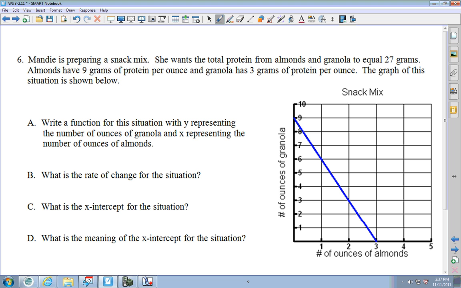Here's the next one. Take a minute and see if you can figure out what this answer is. Okay. We have ounces of almonds as the x, and the granola is the y. The almonds are 9 grams of protein, so I'm going to have 9x plus granola is 3, plus 3y, and that equals 27 total grams. What is the rate of change?